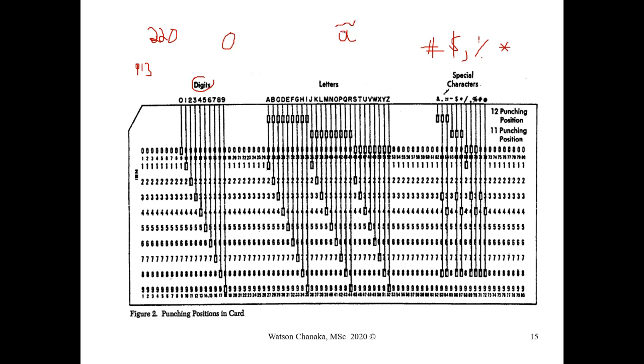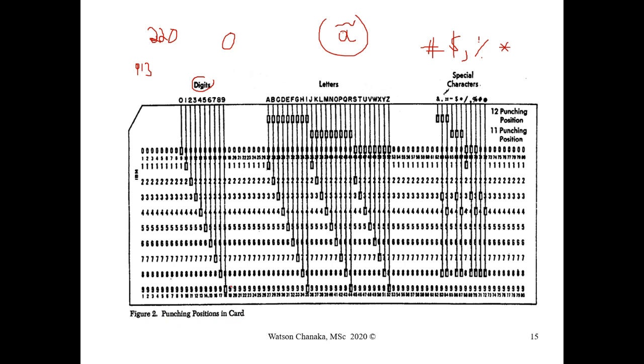This is what we call Unicode, and this was not Unicode. We'll talk about this later. It was not supported by then. It could only support 0 to 9, A to Z, and the symbols. So this was the punched card. As you can see, punching positions in a card. So this was the punched card.